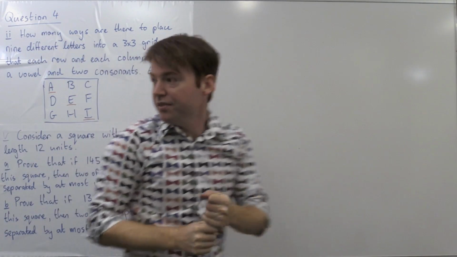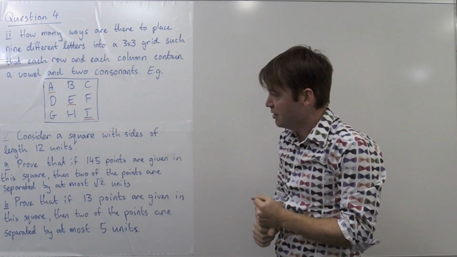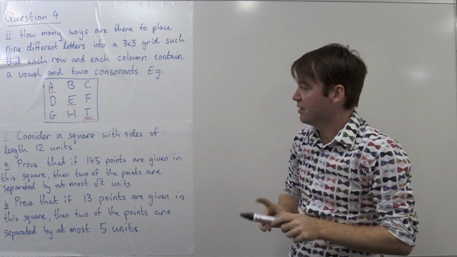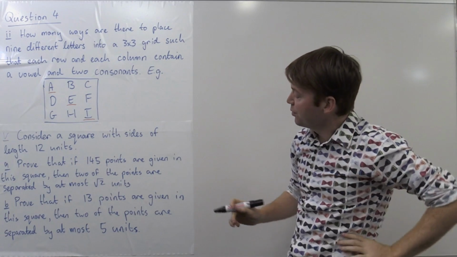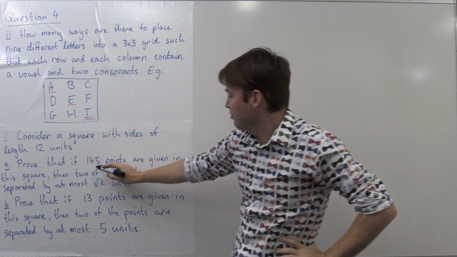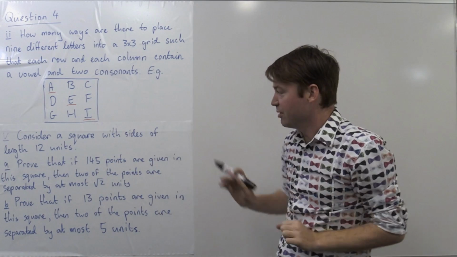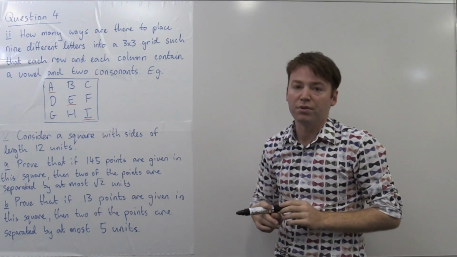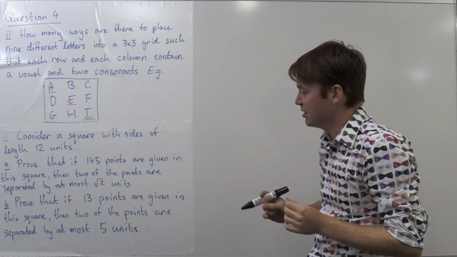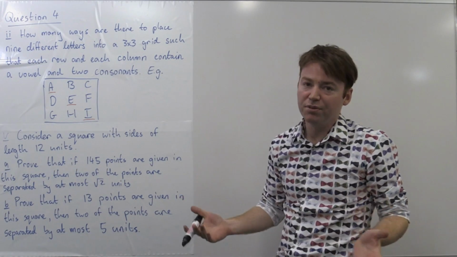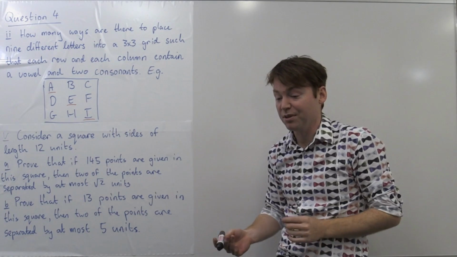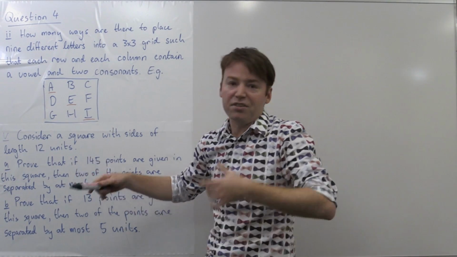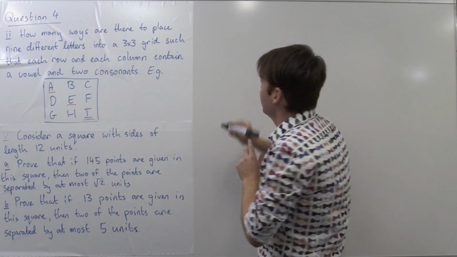The final question of the stream is this question here, number 5, a pigeonhole principle question. Consider a square with sides of length 12. Prove that if you've got 145 points somewhere in the square, 2 of them must be separated by at most √2 units. So at least 2 of these points are close. Now the issue with all pigeonhole principle questions is how to construct the holes. So you've got all these dots, but how are you going to make the holes?